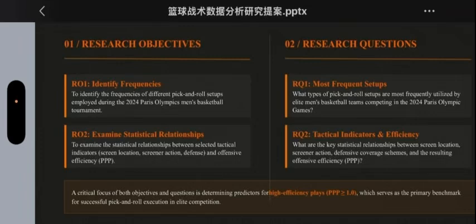Next is chapter 2, literature review and conceptual framework. This study contains three categories of independent variables: screen location, top of the key, wing and corner; screener action, roll to the rim, pop to the perimeter, slip the screen; and defensive coverage, drop, hedge, blitz and switch. The dependent variable is offensive efficiency measured by points per possession.